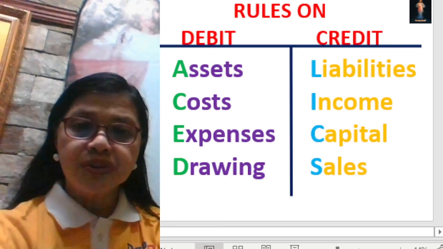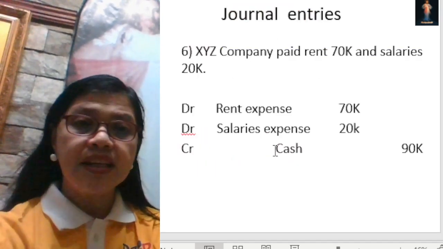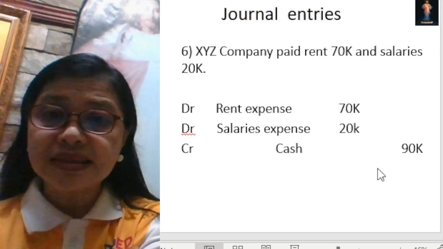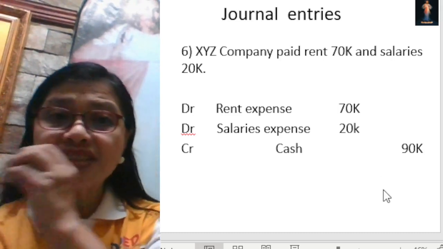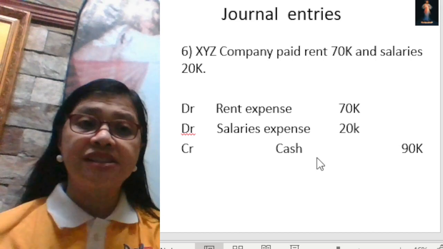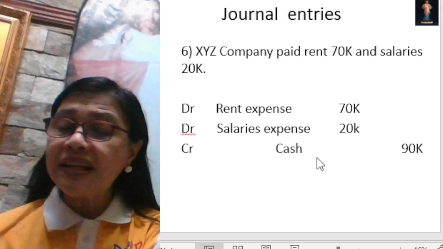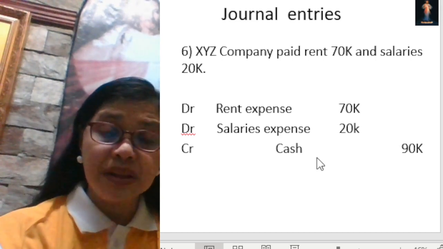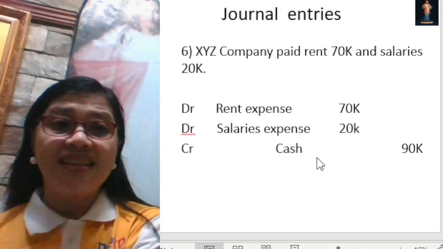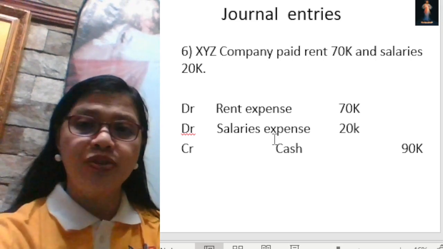Okay, so let's look at the entry. You credit your cash by 90,000 because you paid rent of 70 plus 20. So you need to disburse. You need to reduce your cash, your asset account, by crediting it. Why credit? Because normally it has a debit balance, but because you want to reduce your cash, you have to credit it. Okay. I hope you're getting it now. When to debit and when to credit.